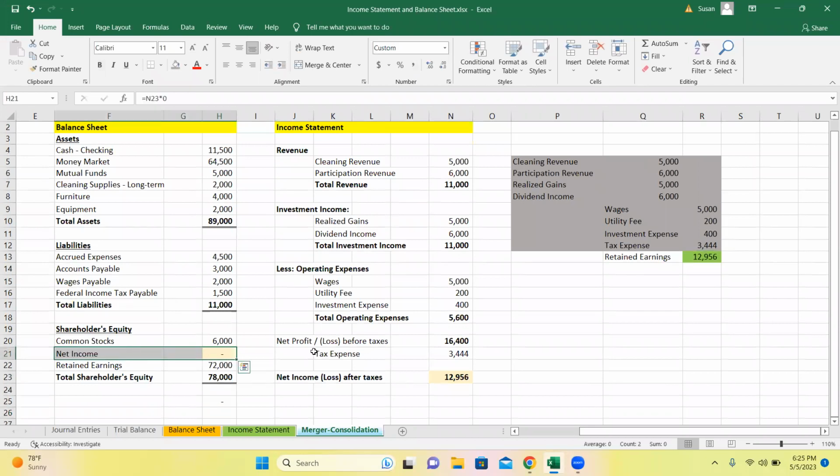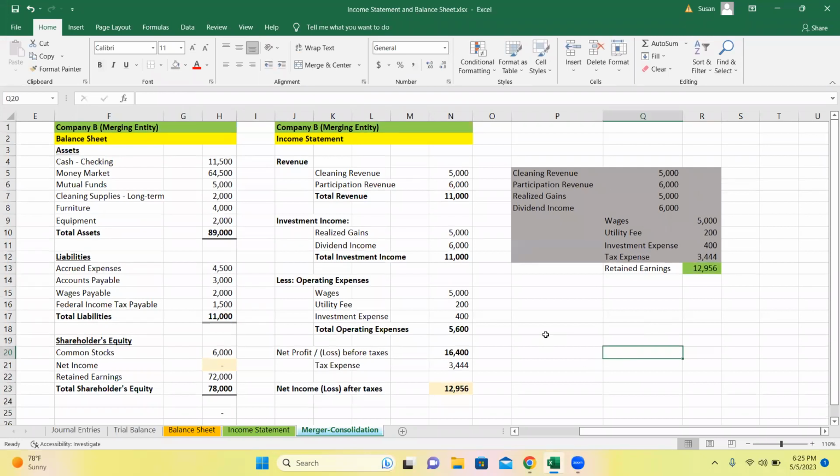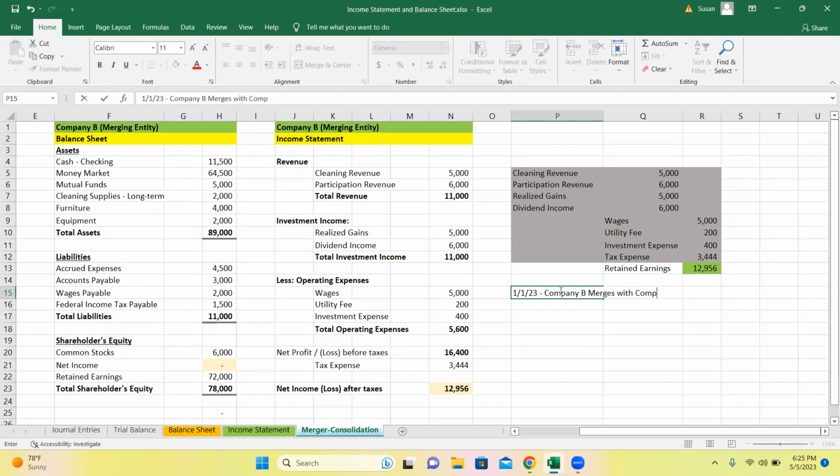And our net income is closed out for the year. So that's step 1, is to close the P&L to retained earnings. And now we are ready to prepare the January 1st, 2023 consolidation merger entry. So I'll label it here. Company B merges with company A.